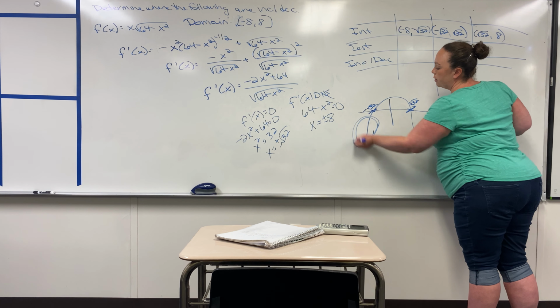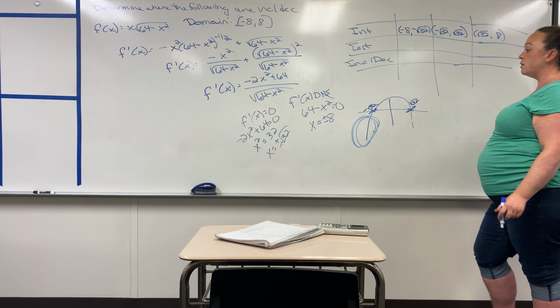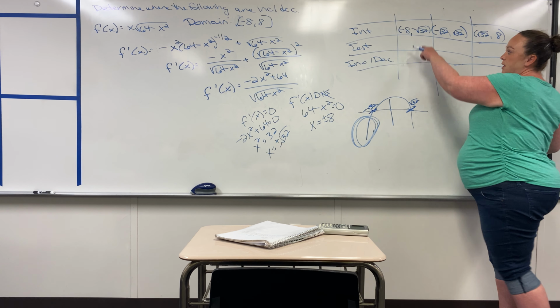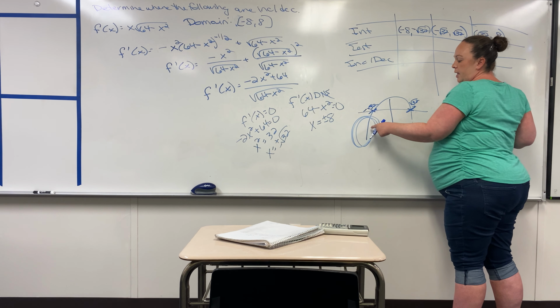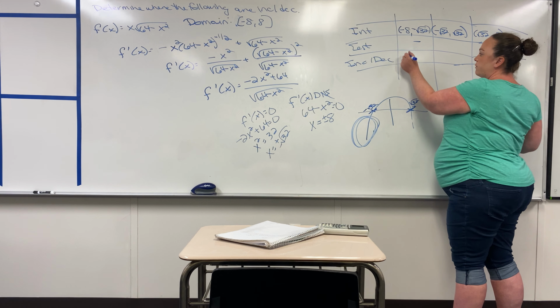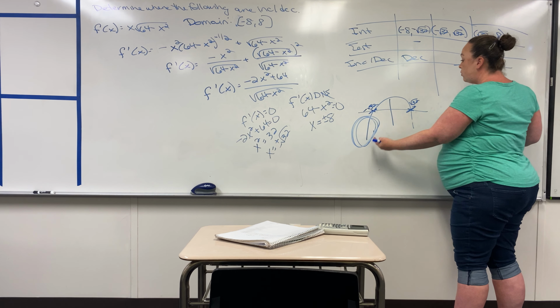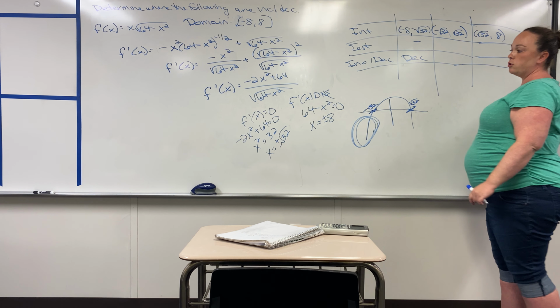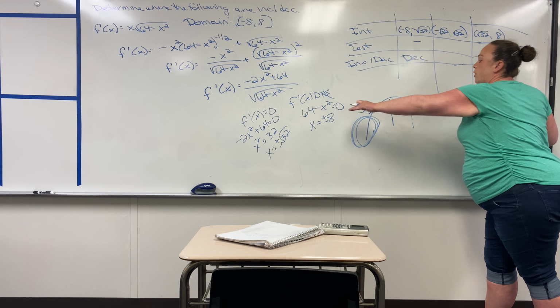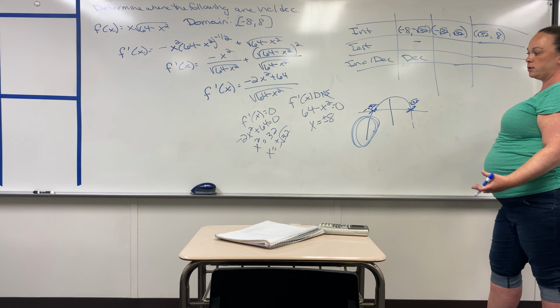So that means here, which is to the left of negative root 32, which would be this interval, you're below the x-axis, so that means that it's negative, so that's decreasing. Even though the picture is increasing, no one cares. You want to know if you're above or below your x-axis, because that's your sign. That's all you're interested in.